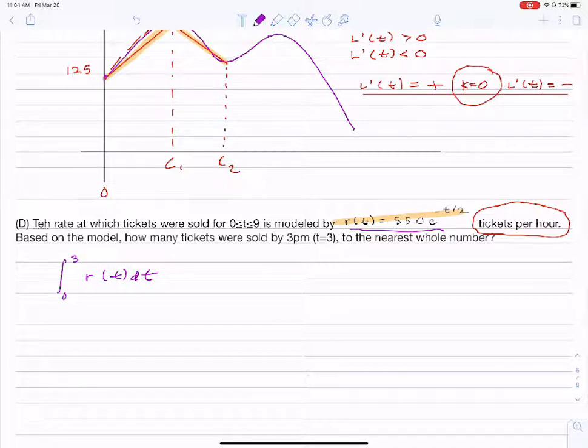In this case, I did the math ahead of time, and I got this to be 972.784, but they're asking for the nearest ticket. So that would be 973 tickets, period. This is just a calculator question. They're not asking you to do anything other than just evaluate. Probably a 1-point question. Okay?